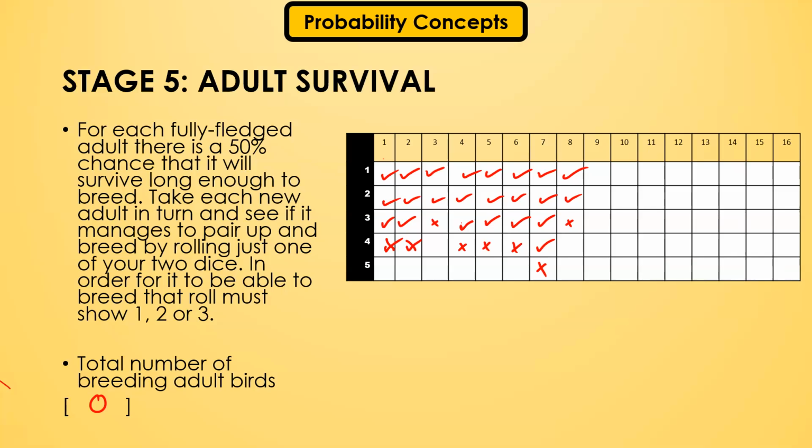So what I wouldn't be comfortable doing is saying that the likely outcome of these birds is that they produce no breeding adults. I would have to do more simulations to be confident in that answer.